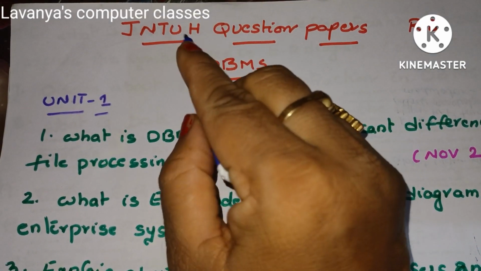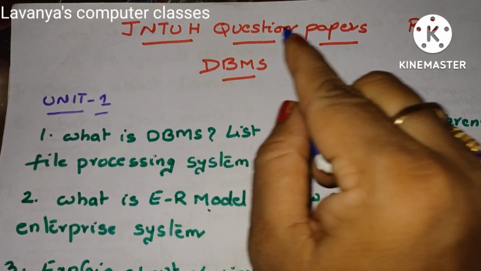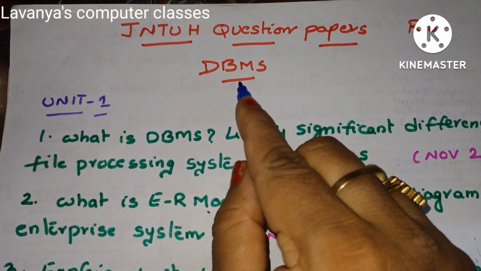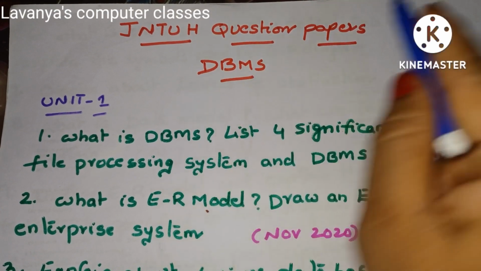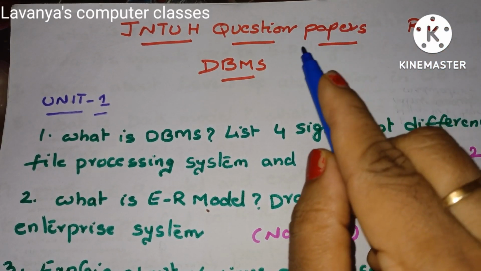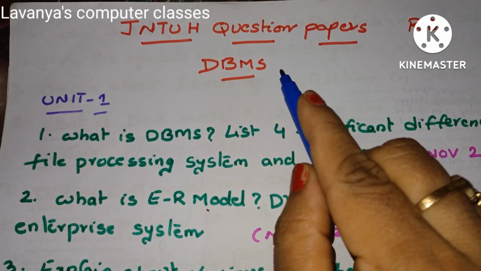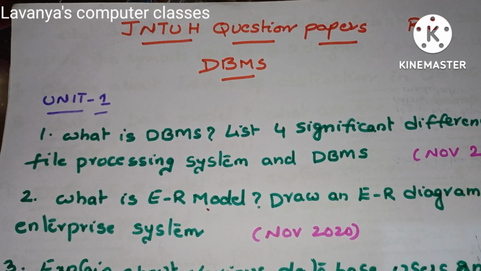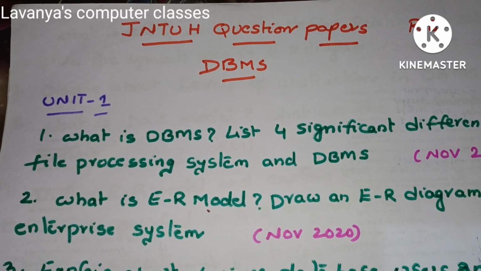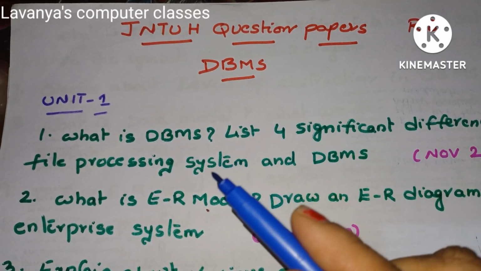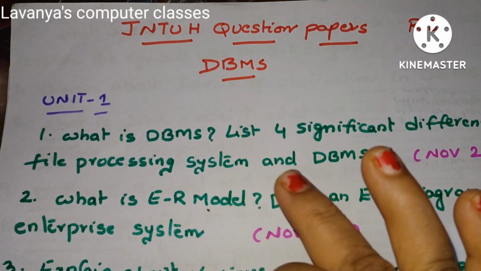In this video, I will explain JNTUH old question papers, that is DBMS, Database Management Systems, R18. All questions I took from a total of 3 question papers: November 2020, March 2022 and August 2021. All three papers are sorted according to unit wise.